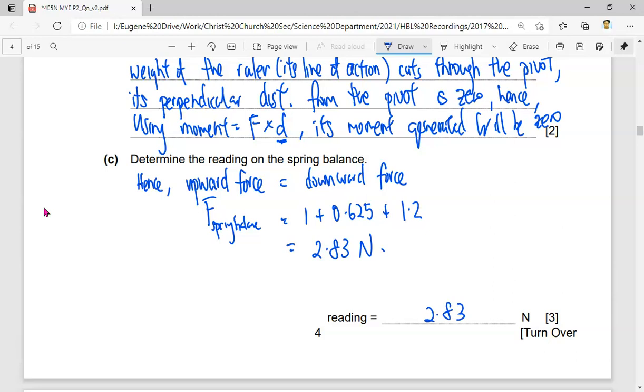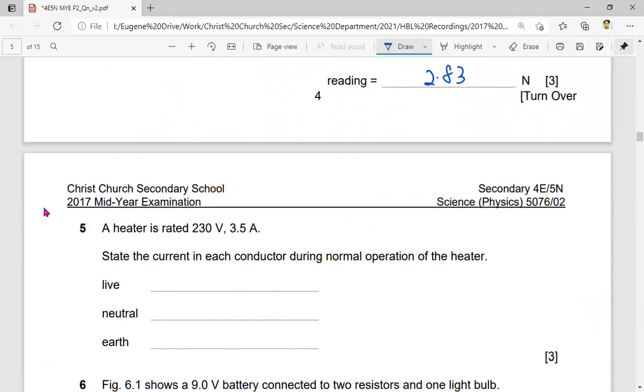Yes, because actually the weight of the ruler, you're not supposed to have calculated it yet. So in actual fact, this is not 1.2. This is supposed to be 0.12 multiplied by 10. So there are quite a fair bit of calculations involved here that are hidden. There's this concept of knowing the resultant force is 0. Next, you need to calculate the weight of the ruler. Next, you need to add them all up, knowing that this is equivalent to the force of the spring balance. Okay, so that's for part C.